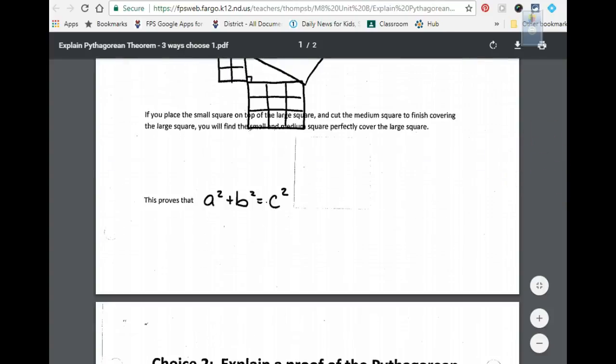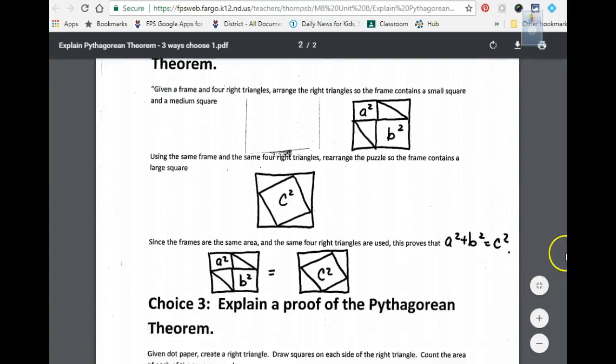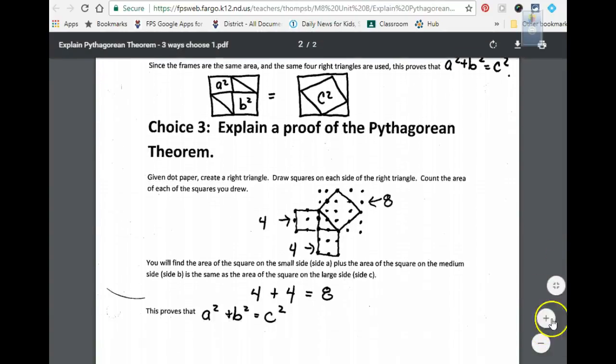The last one that we are looking at is one kind of with our dot paper that we've worked with, okay? We counted the area and the area and the area of this one. So once we know the areas add up, the side has to be the square root of that. So you can look at that.